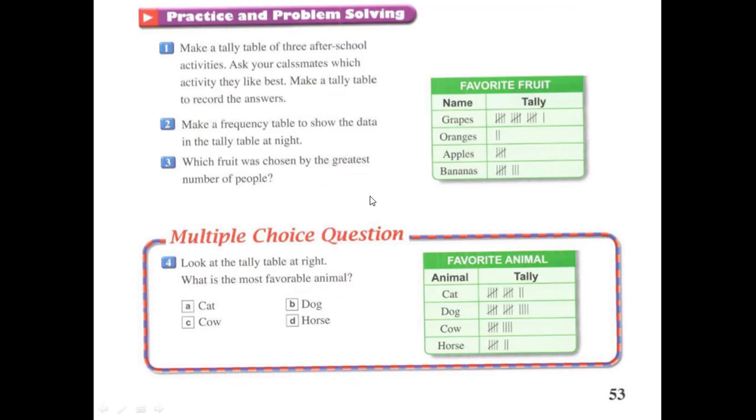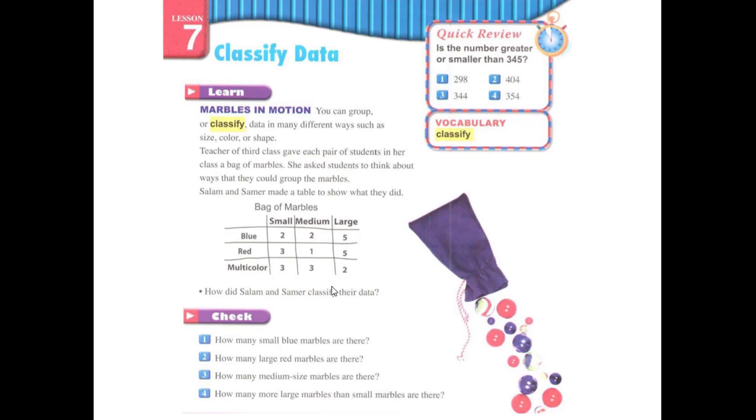For example, okay, look at the tally table on the right. Which one is the most favorite animal? Which one? Of course, dog. Look, I told you each one represents 5. 5, 10, 11, 12, 13, 14. So this one is the biggest one. Dog is the favorite animal. Which one is dog? B. That means B is the correct answer.